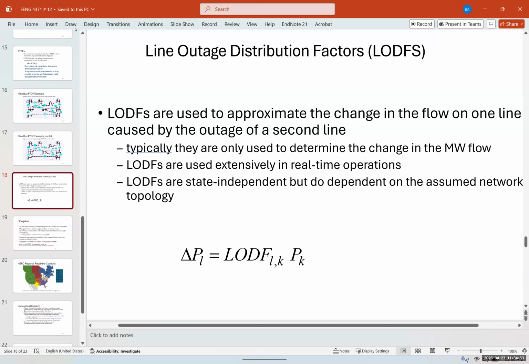The LODF for a monitored line tells us, if a contingency line trips, what fraction of its pre-outage flow gets redistributed onto the monitored line. The LODFs depend only on network topology, not on the current operating state, so they can be pre-computed and applied very quickly. This is the equation: delta P_L equals LODF_LK times P_K.